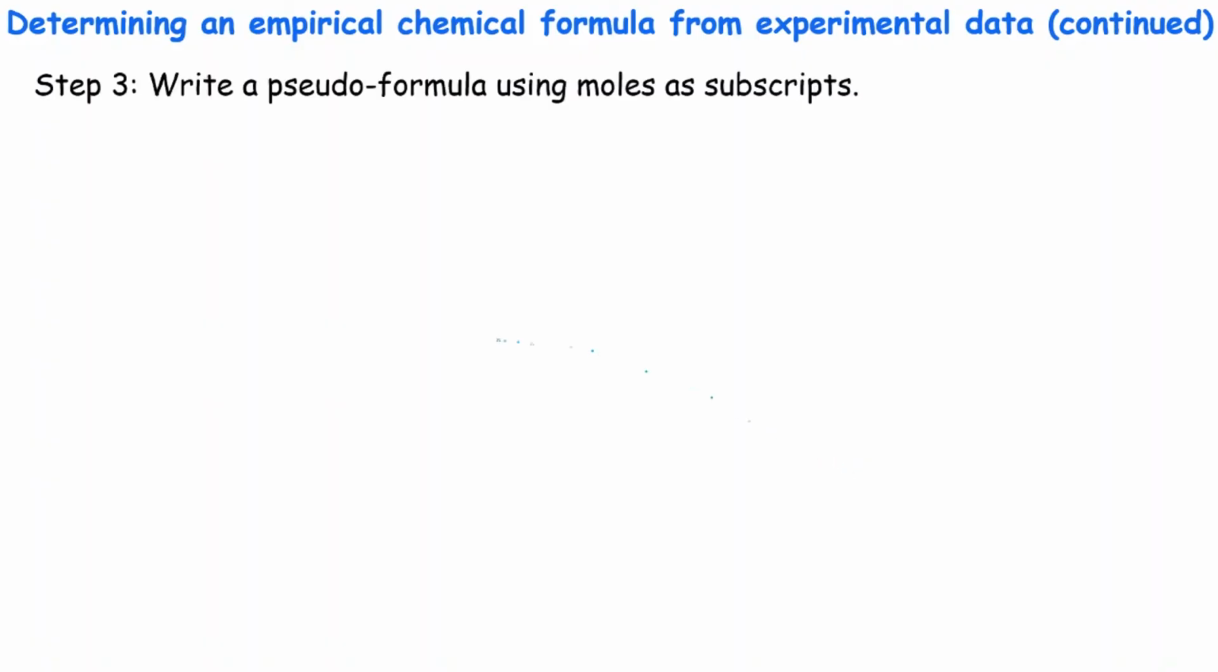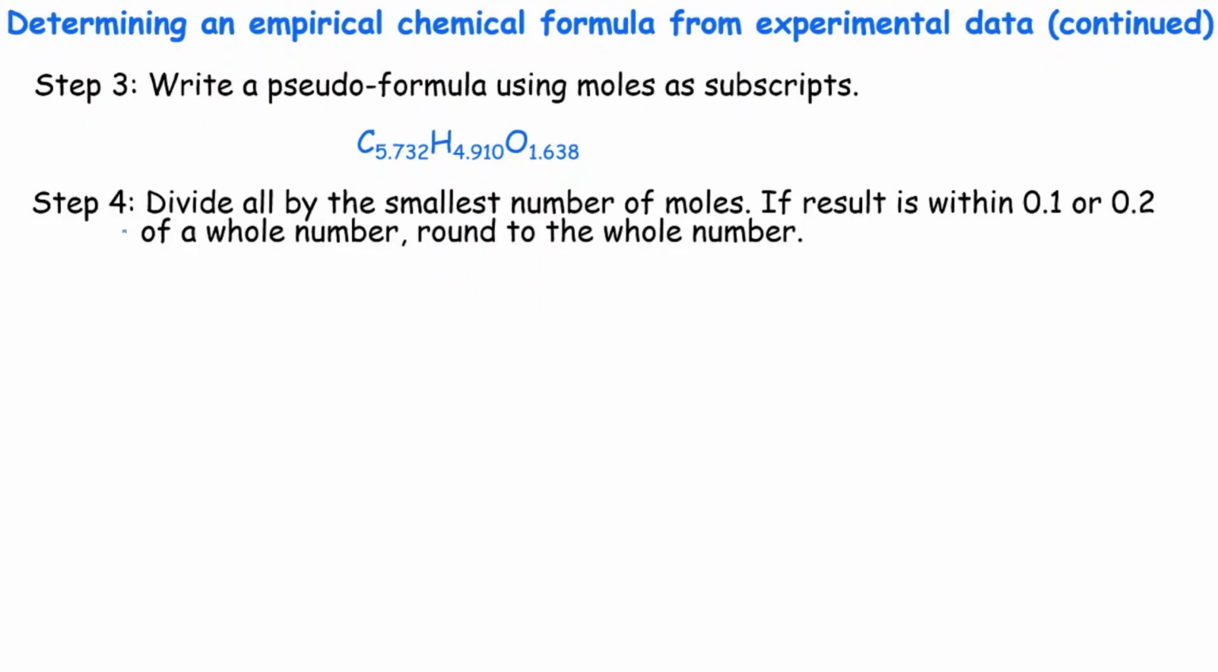What do we do next? We just simply write the pseudo-formula. Just use the mole numbers as subscripts. Step number 4, divide all of the subscripts, or the numbers of moles, by the smallest number of moles. The smallest number of moles in this case is 1.638.